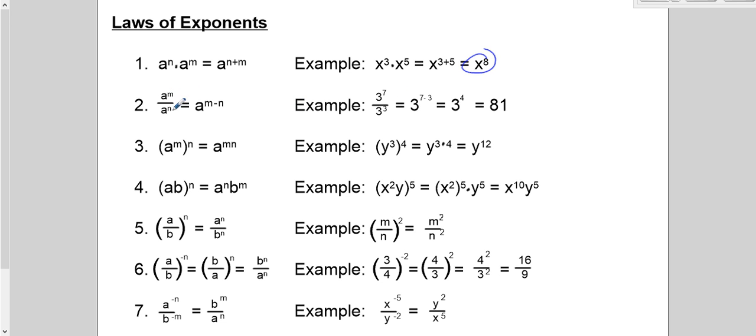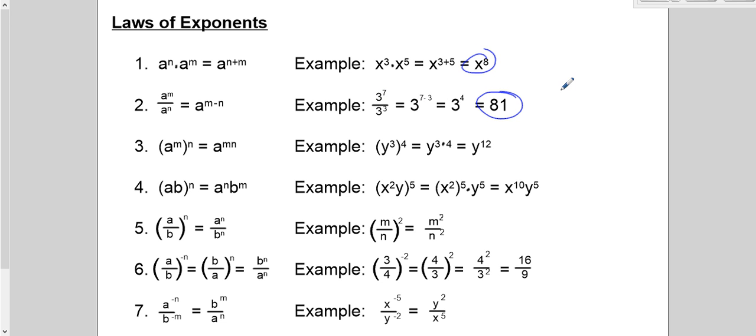If I am dividing, I have common base values. I am going to subtract my exponents. Top minus the bottom. So a to the m over a to the n is a to the m minus n. So an example, if I have 3 to the 7th over 3 to the 3rd, I am going to have 7 minus 3. So 3 to the 7 minus 3, which is 4. So 3 to the 4th, which is 81.